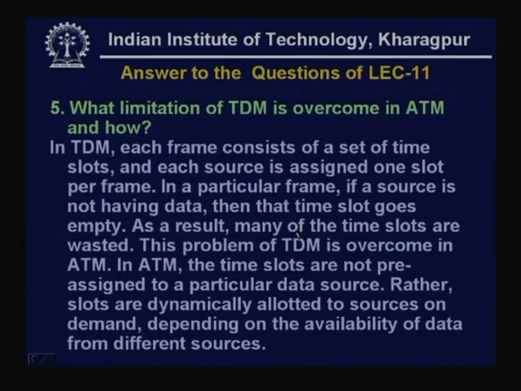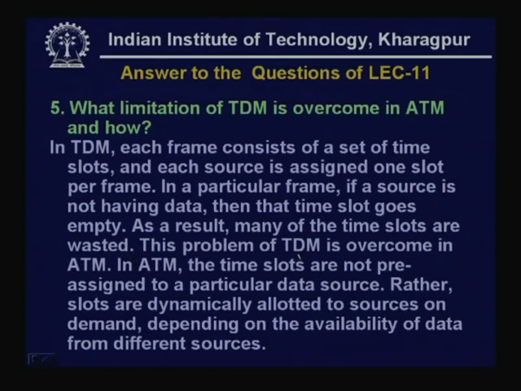The fifth question was, what limitation of TDM is overcome in ATM and how? In time division multiplexing, each frame consists of a set of time slots and each source is assigned 1 slot per frame. In a particular frame, if a source does not have data, then that time slot goes empty or goes wasted. As a result, many of the time slots are wasted, as we have seen in detail.